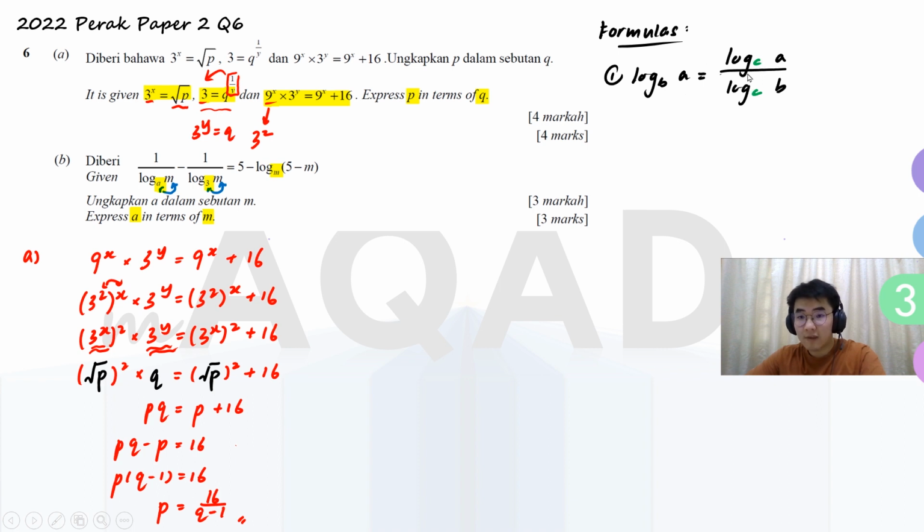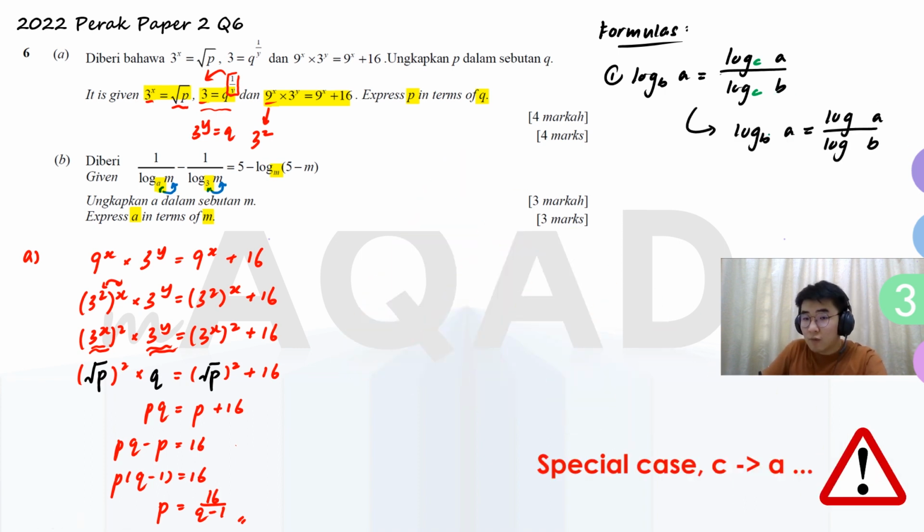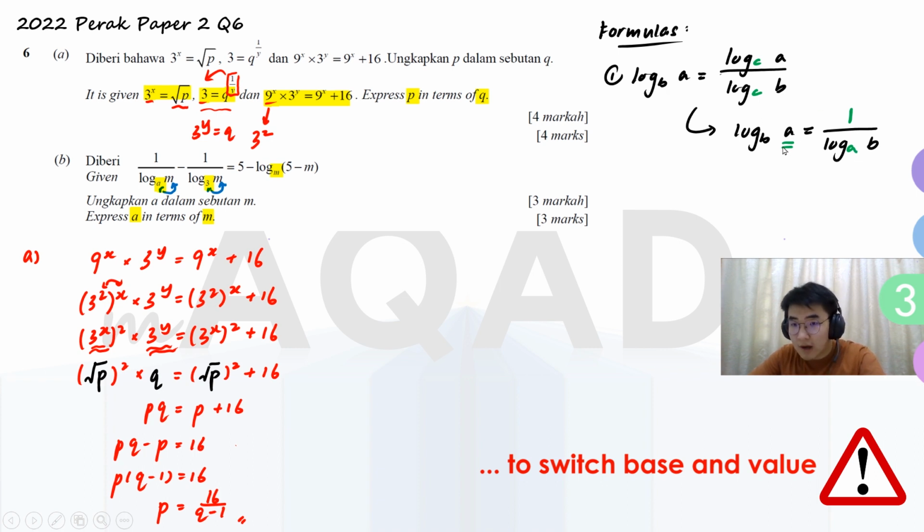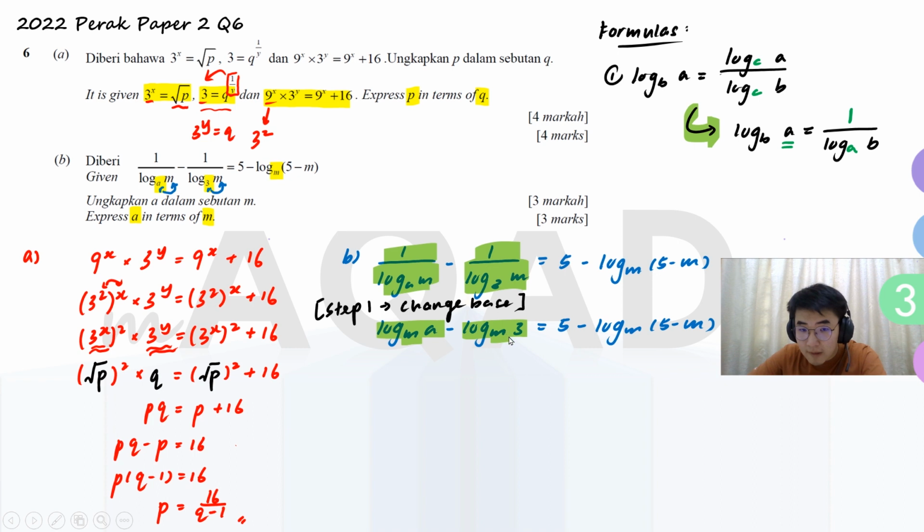So here we can use a special case from this formula. Instead of using c, we use the value of the original log, which is a. So here our base and the value would be the same, so we can convert it into 1. So if you look at the overall equation, you can see that we are changing the positions of b and a. And we can apply this formula back here to change the positions of the base and the value. And you can see that all the bases become m. So this is our first step, to change the base.